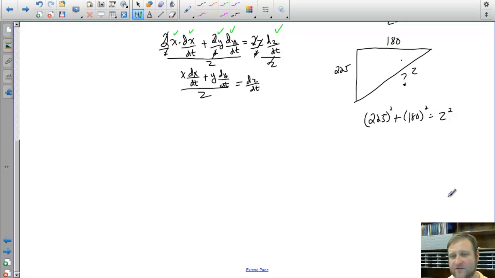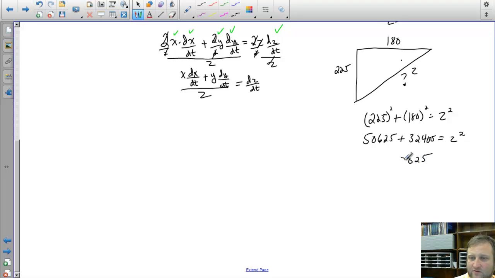We realize in this circumstance that we're going to have to solve for z. So in this circumstance, 225 squared, which will be 50625, plus 180 squared, which will be 32400, and that'll equal z squared. Adding these two together, we should get... oh wait, no, 83025.